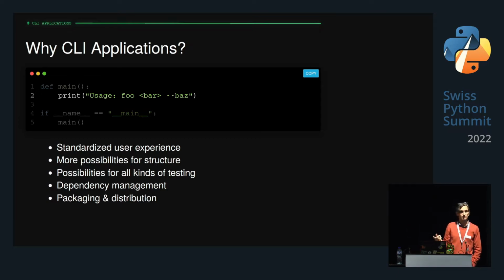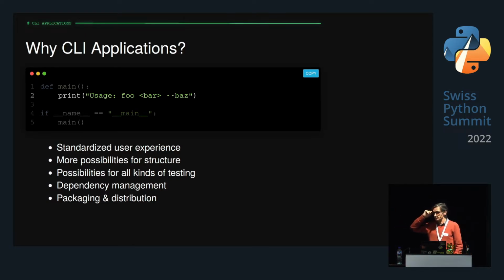There is IEEE standard 1003.1 on Unix systems, where the tools should have a standardized user interface, which looks a little bit like what the usage says. It's foo, bar, bars. The bar is a positional argument and the other is an optional argument.